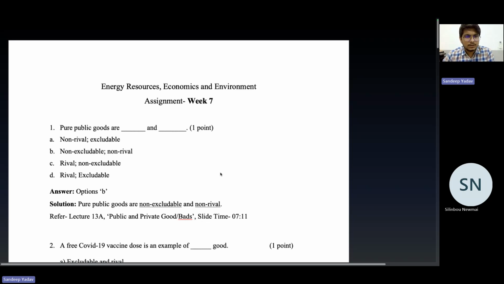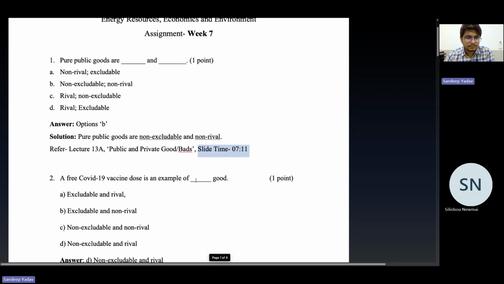The first question was: pure public goods are dash and dash. So pure public goods, as we have already seen in the previous classes, are non-excludable and non-rival. They have two properties, non-excludable and non-rival. So option B will be the right option for that. I hope everything is clear. If you want more explanation, you can just go to this time snap.